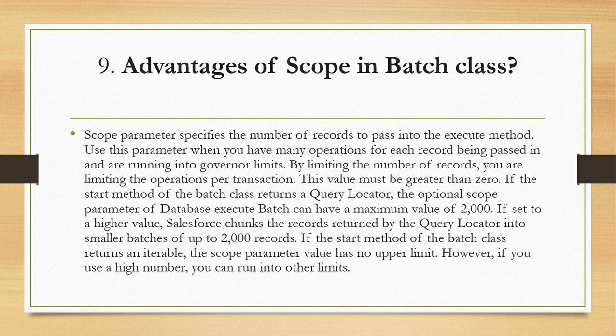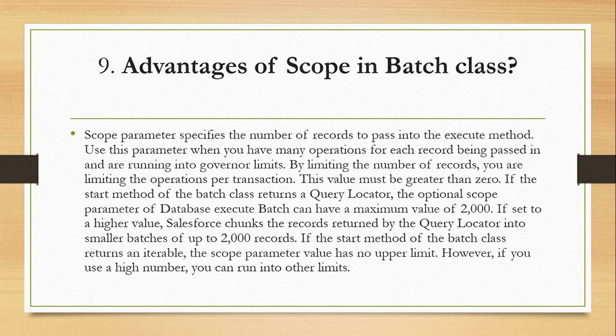Advantage of scope in a batch class. The scope parameter specifies the number of records to pass into the execute method. Use this parameter when you have many operations for each record being passed in and are running into governor limits. By limiting the number of records, you are limiting the operations per transaction. This value must be greater than 0.